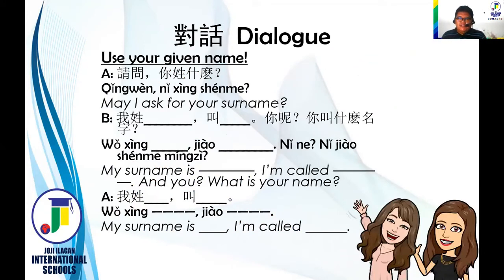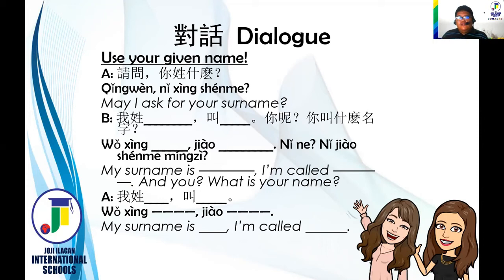Okay, let's use your given name in this particular dialogue form. Again, let's try this. 请问你姓什么? To answer this question, you say 我姓 your surname, 叫 your Chinese name, or if you prefer, you can also use your English surname and English family name. But if your Chinese name has three characters, you have to say first the first character, which is your surname, then the next two characters afterwards.